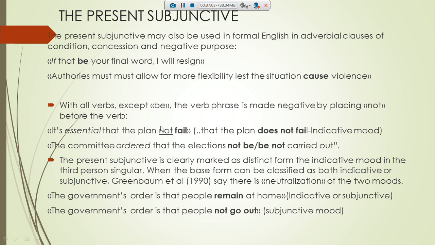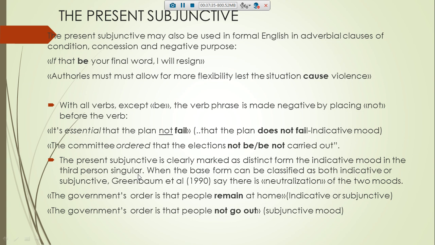With all verbs except be, the verb phrase is made negative by placing not before the verb. It's essential that the plan not fail. Or in the indicative mood, that the plan does not fail. But with the verb to be, you have mobility of the particle not. The committee ordered that the elections not be carried out. The committee ordered that the elections be not carried out.